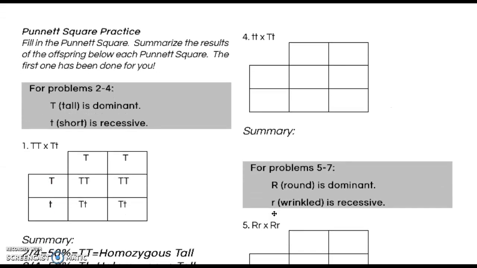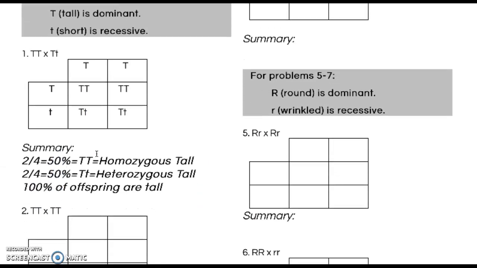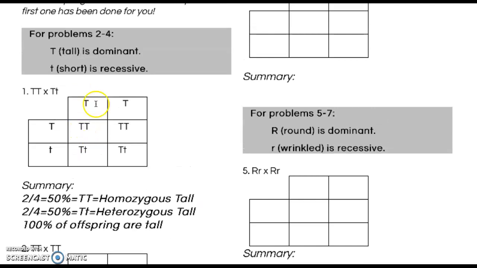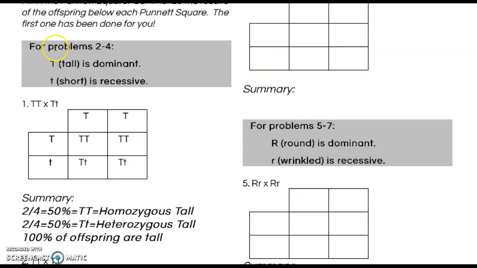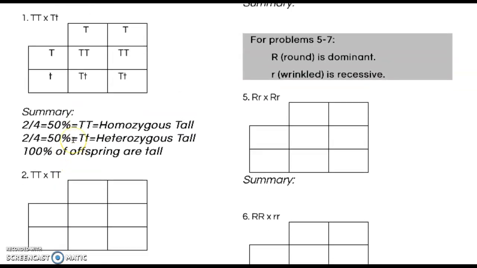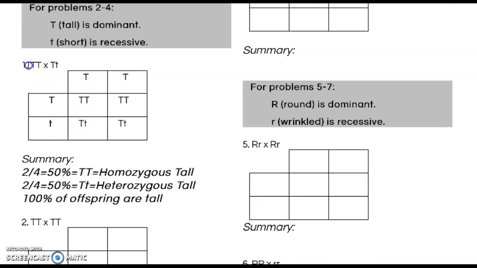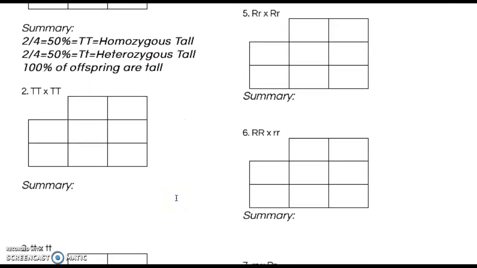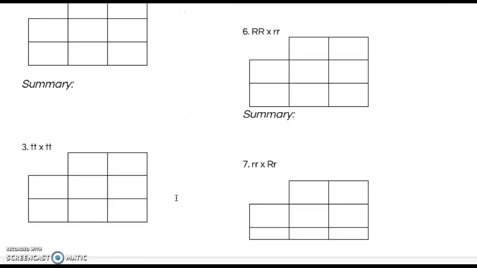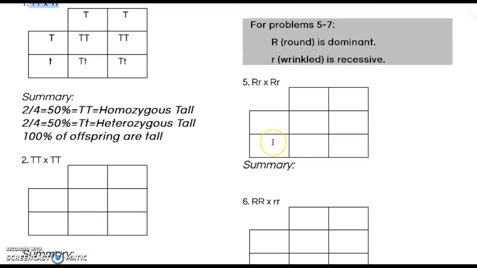I'll go over another example here, in example 1. Basically, you're doing it again, but for different scenarios. So, you know, what if you have these parents? You're going to put them on the left and on top, and you're going to cross them, and then you're going to count. You know, 2 of the 4 is capital T, 2 of the 4 is heterozygous, and 100% will be tall, okay? I want to do one more just to make sure that you're getting it, which is number 5.